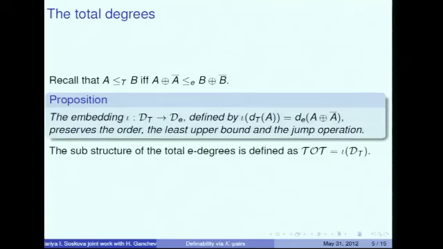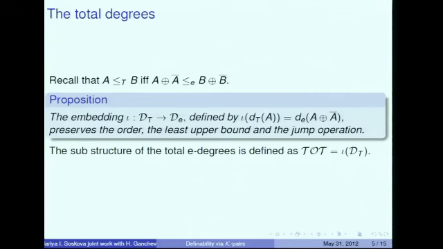Now we have an upper semilattice with jump operation, just like the Turing degrees. And this fact that we observed right at the start actually uses an embedding of the Turing degrees into the enumeration degrees. If you map the Turing degree of a set A to the enumeration degree of A joined with the complement of A, then you get an embedding which preserves the order, the least upper bound, and the jump operation. The substructure, which consists of all images of Turing degrees under this embedding, is called the substructure of the total degrees, and it's an isomorphic structure to the Turing degrees.